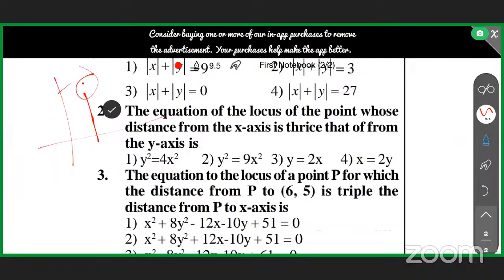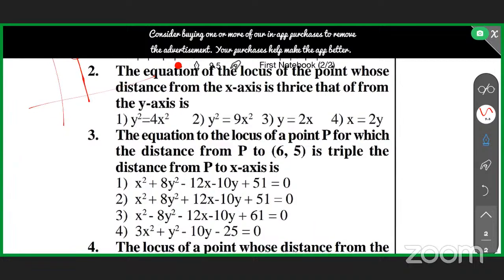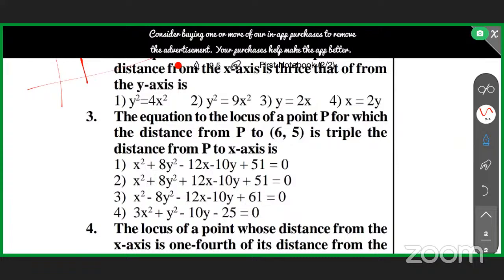Please, if you are writing down a question, write it down. If you are taking a screenshot, take a screenshot. But try to do the problems. That is the main thing. The equation of the locus of a point P for which the distance from P to 6.5 is triple the distance from P to the x-axis.